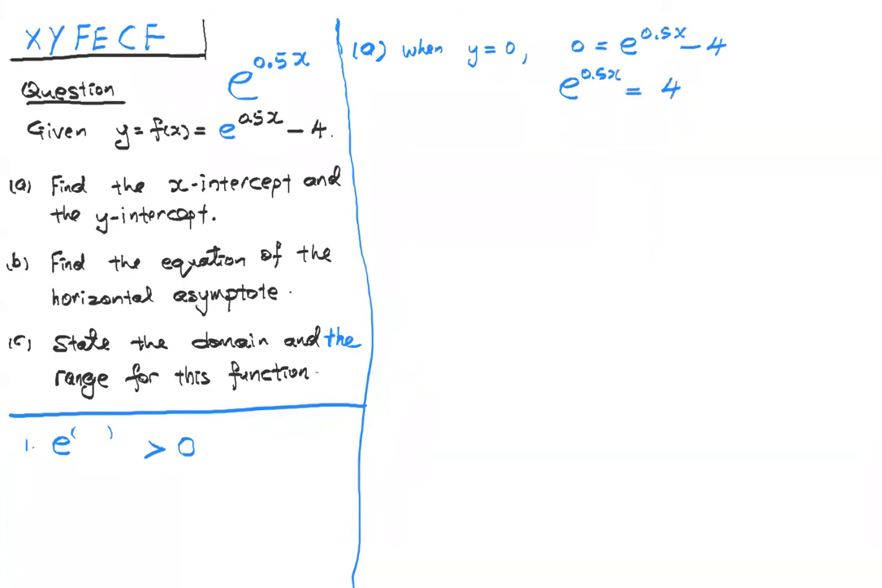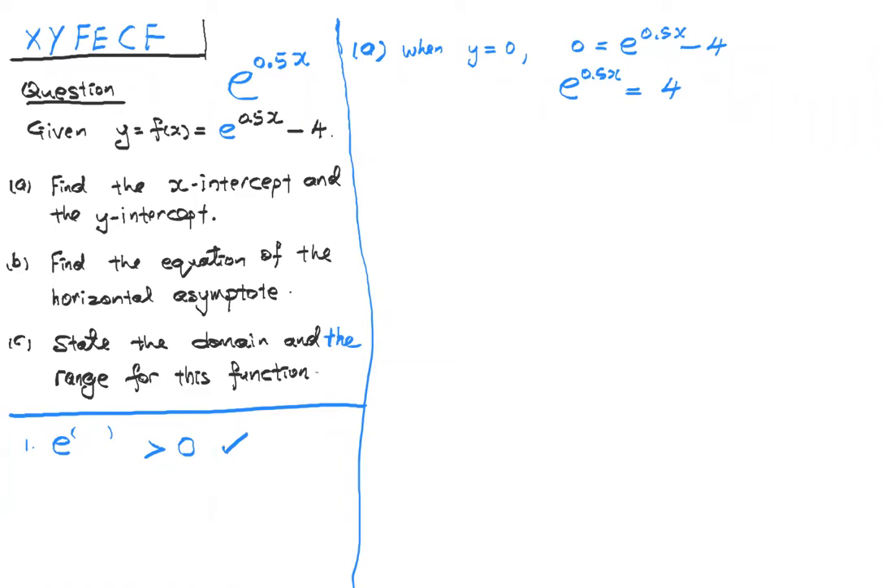Still remember, when we change exponential to ln, make sure the left-hand side is one term, the right-hand side is only a single term. And since the right-hand side is positive, there is a solution. If the right-hand side is negative for this case, then there is no solution because of this. Are you clear?